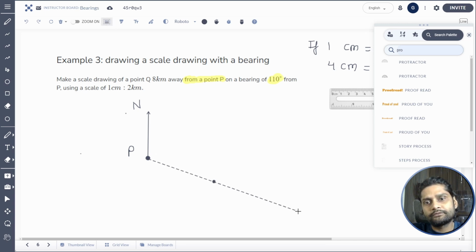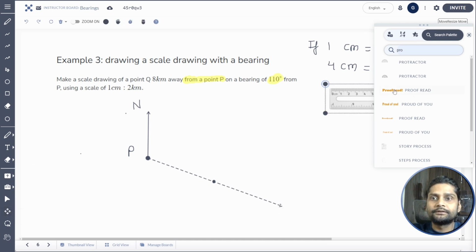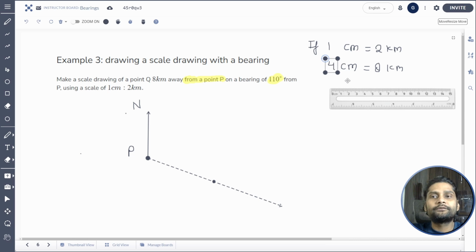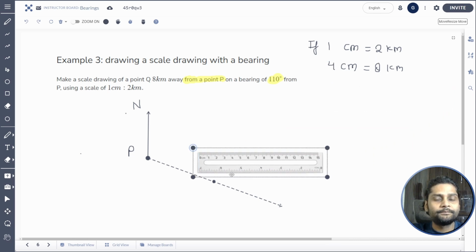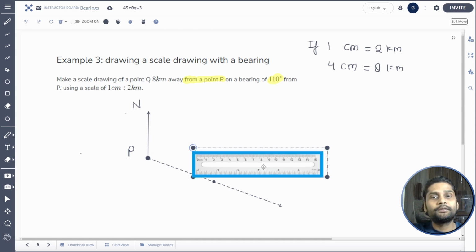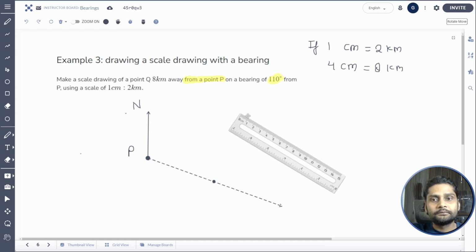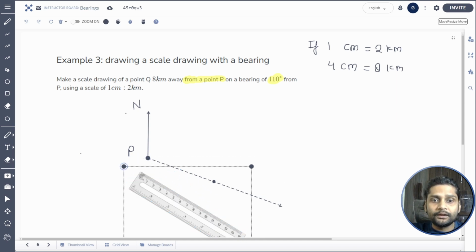Let's say this is how I have to consider. We can draw it indefinitely like this, or I can just draw it like this. We can consider any line right here like this indefinitely, but we want a ruler here because according to the scale over here we have 4 centimeter equivalent to 8 kilometer. So the point Q has to be 4 centimeter away from this point P based on this particular drawing we are drawing here.